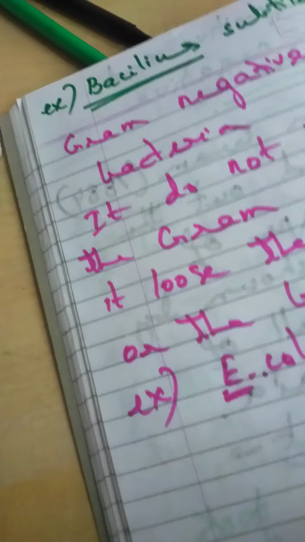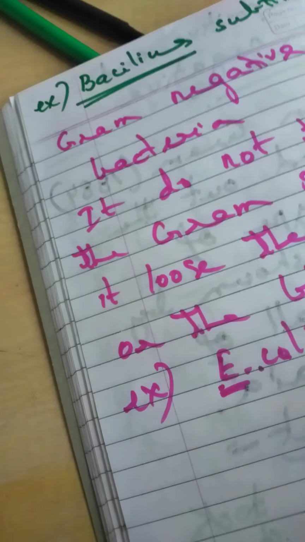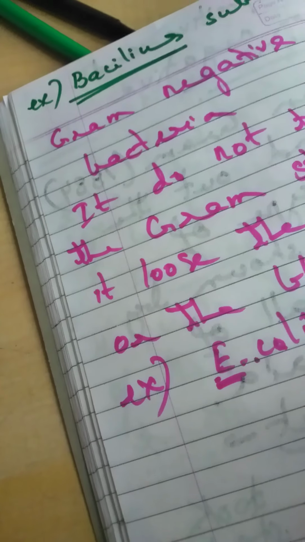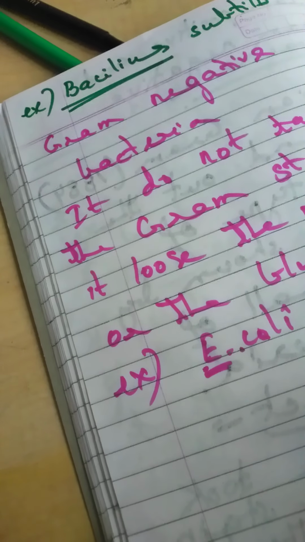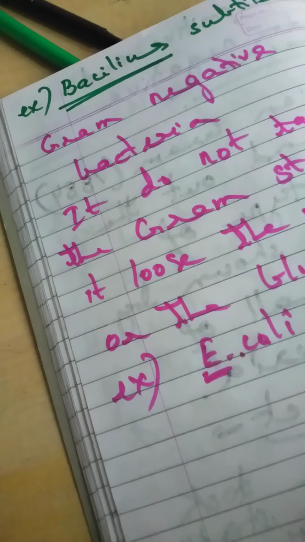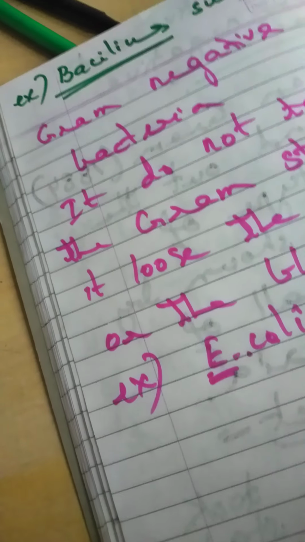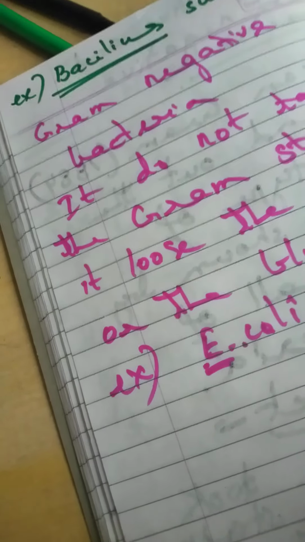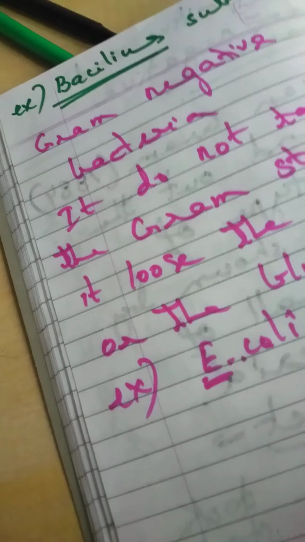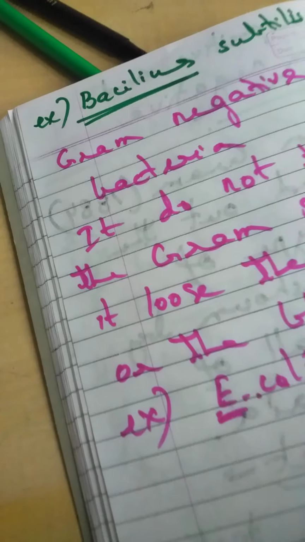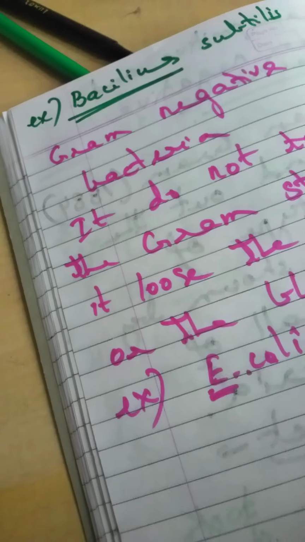Gram-positive bacteria take up the gram stain and retain the blue or purple color. Example is Bacillus subtilis. While gram-negative bacteria do not take up the gram stain and lose the blue or purple color. Example is E. coli, or Escherichia coli. Okay, so this was the basic difference between gram-positive and gram-negative bacteria.